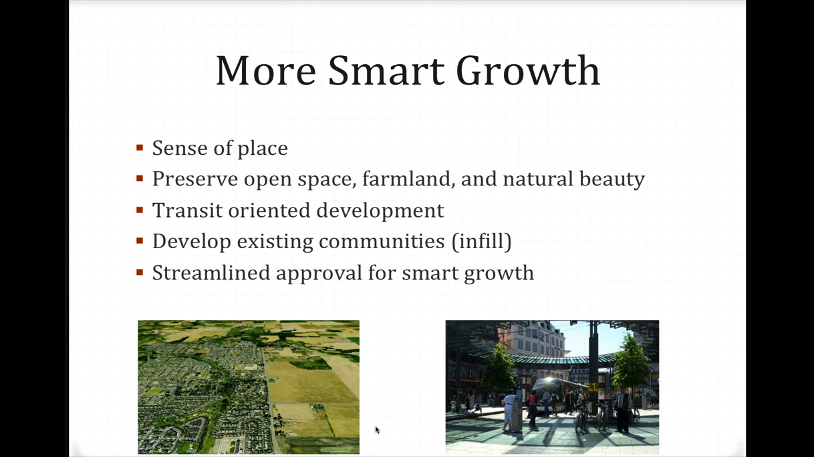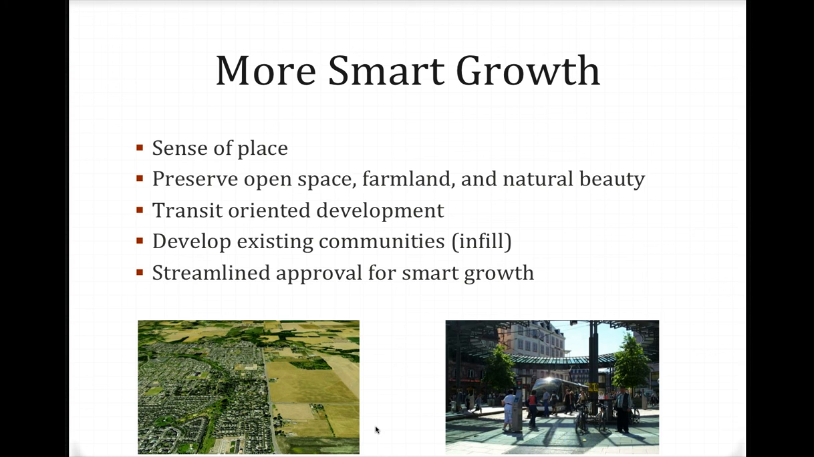Finally, is this idea of having streamlined approval for smart growth. A lot of times city projects take months or years to be approved by the city or the state or the county, whoever's doing the approval process. One thing that developers would love to see is that if a project can be demonstrated to be a smart growth project, it gets the fast track. So rather than having to wait for months or years, smart growth projects get approved quickly, and they can be built quickly.